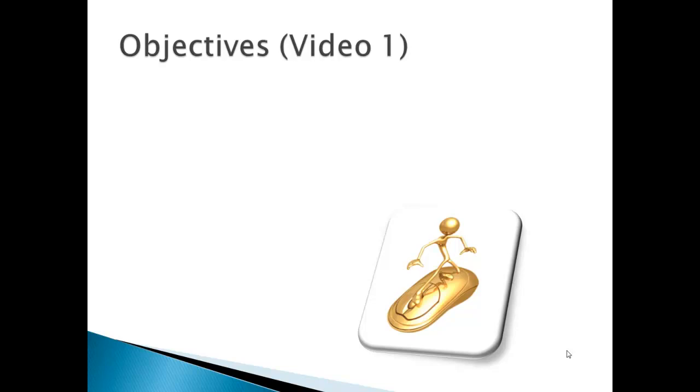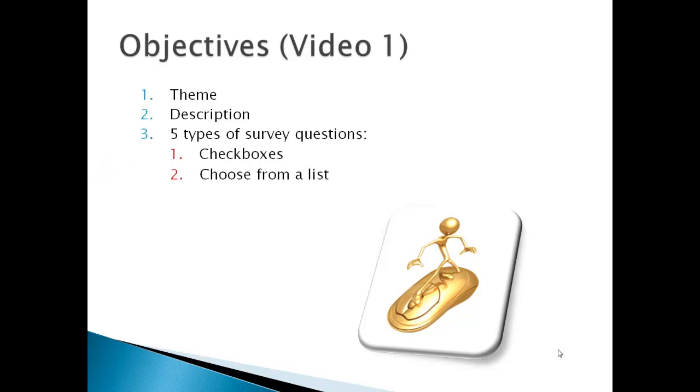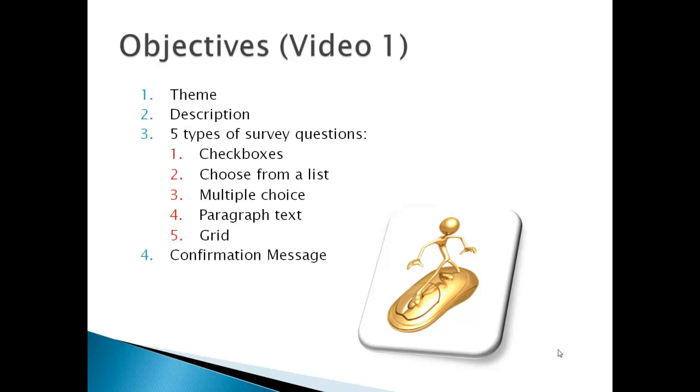This is episode 2 in the series, Creating Formative and Summative Assessments with Google Forms. In the first video, we learned to select a theme, write a survey description which motivates people to complete the survey, create 5 different types of survey questions, including checkboxes, choose from a list, multiple choice, paragraph text, and finally, grid. We also learned to complete the confirmation message seen by respondents when they click Submit, view and test a live survey, and finally, we learned to review results in a spreadsheet.